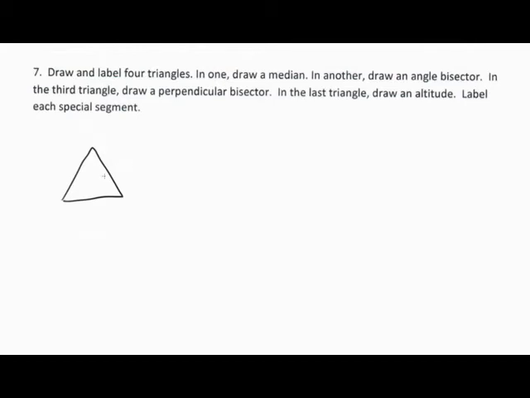So your median is when you have an angle that goes down and it cuts this to where this segment, let's turn this to red, this segment is congruent to that segment. So that one is your median.